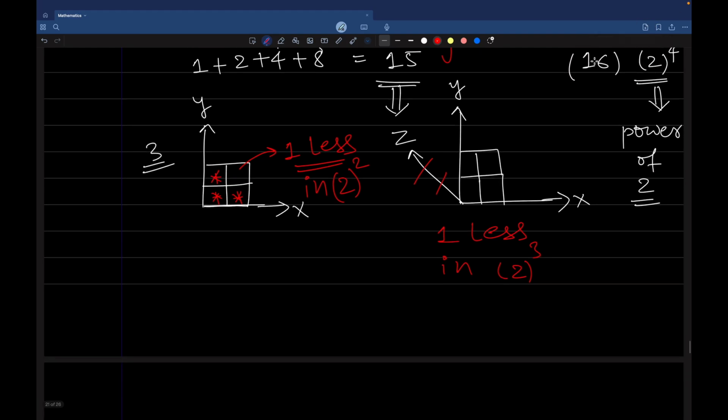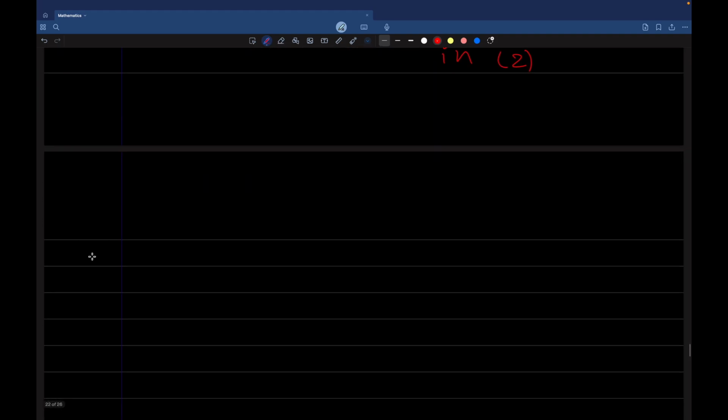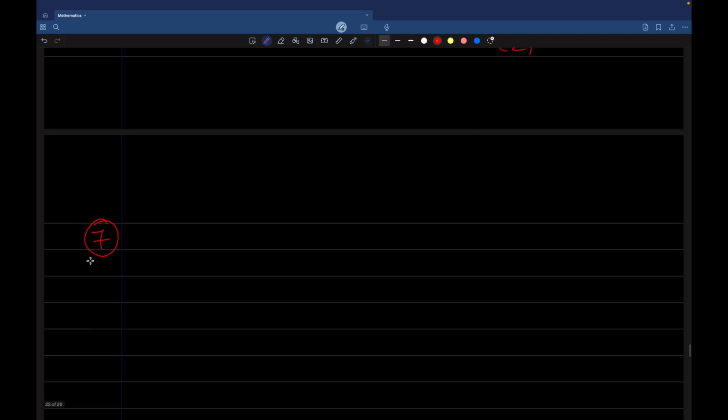Now let us solve question number 7. What question number 7 says: what happens when you multiply the triangular number by 6 and add 1? Triangular number multiplied with 6, and after that add 1 to it.